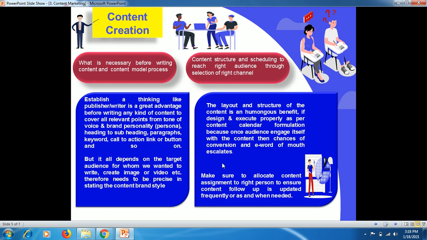Make sure to allocate content assignments to the right person to ensure content follow-up. Like I discussed before, for content audit you must have the right person, or you can hire agencies as well. And accordingly, you can structure and schedule your reach to the audience through different kinds of channels in the list you have prepared earlier, like social media, online websites, affiliates, and so on. Friends, with this we have covered the basic things which are quite handy in preparing a foundation for content marketing, where you have to consider all the aspects and accordingly you can reach the consumers.